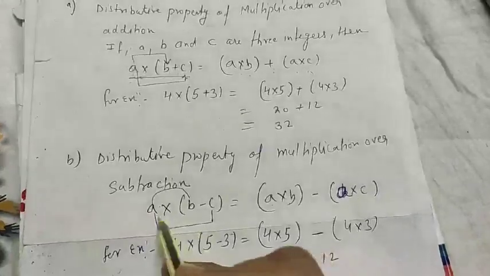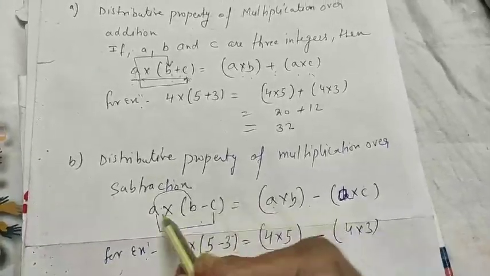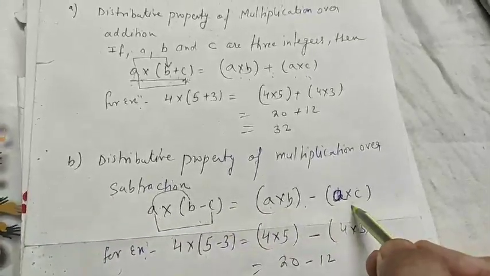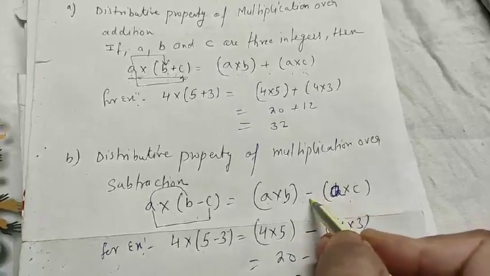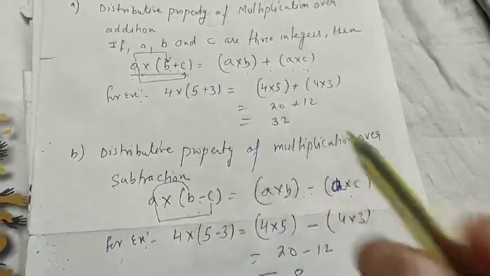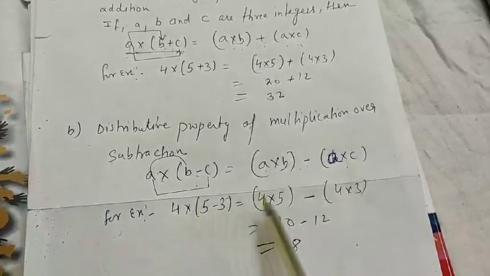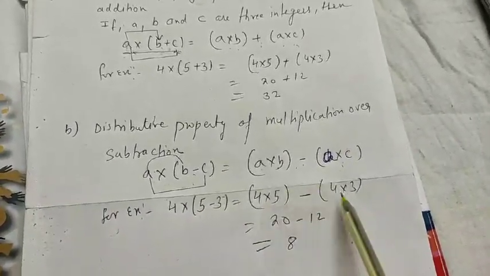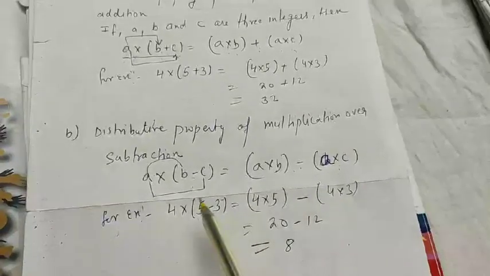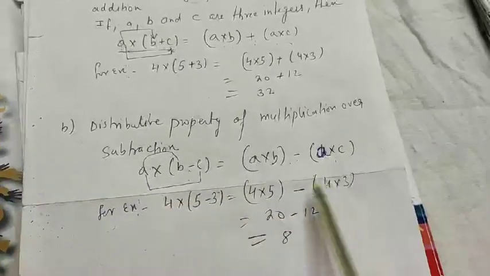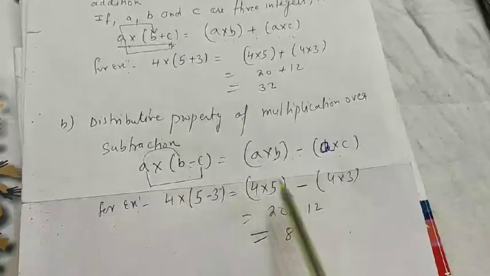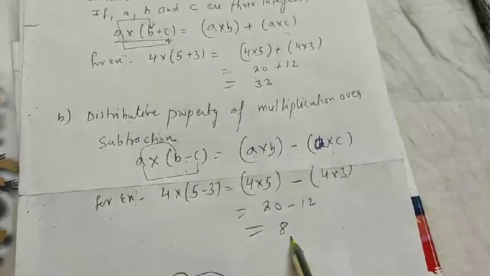Clear? A into b in the first bracket, and a into c in the second bracket. Minus sign in the center because minus is here. Example same, which is the top one. Instead of plus, minus. So 4 into 5 in the first one and 4 into 3 in the second one, and minus sign in the center because minus sign is here. That means 20 minus 12, 8.